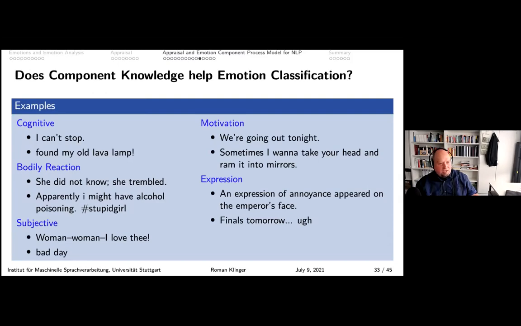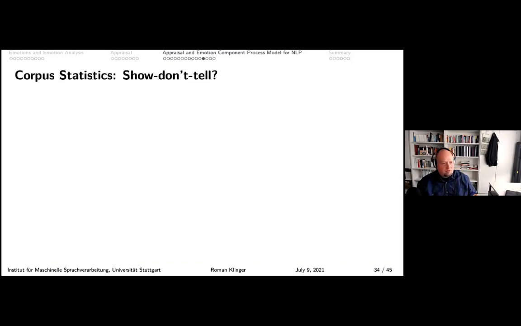Then there's the expression component: "an expression of annoyance appeared on the emperor's face," or "finals tomorrow, huh?" So this written down version of this sound, huh, is the expression component. So now I come back to this title which I used, show, don't tell.